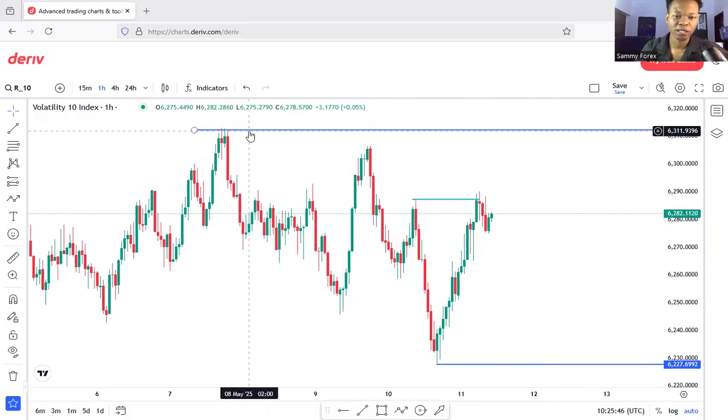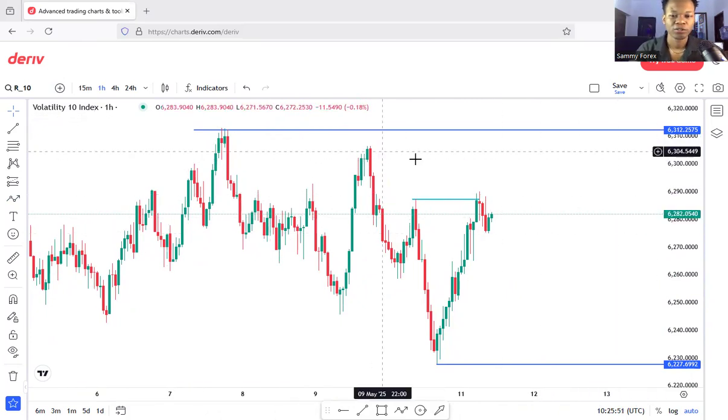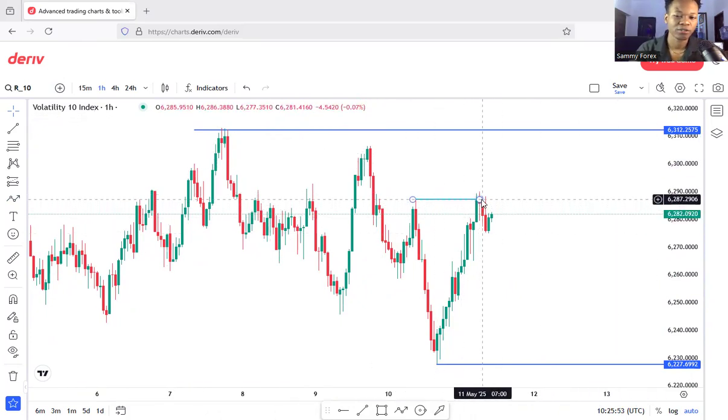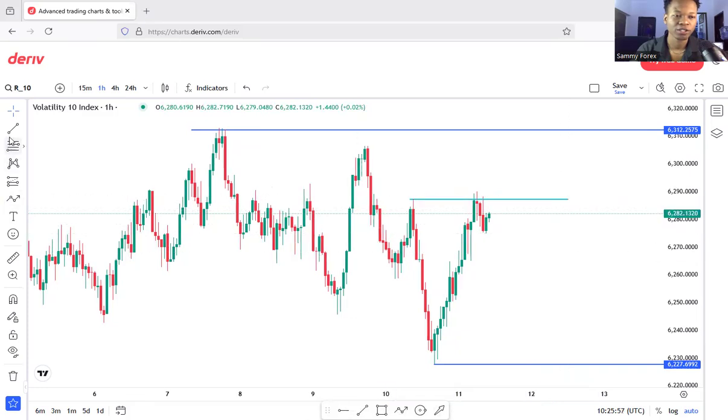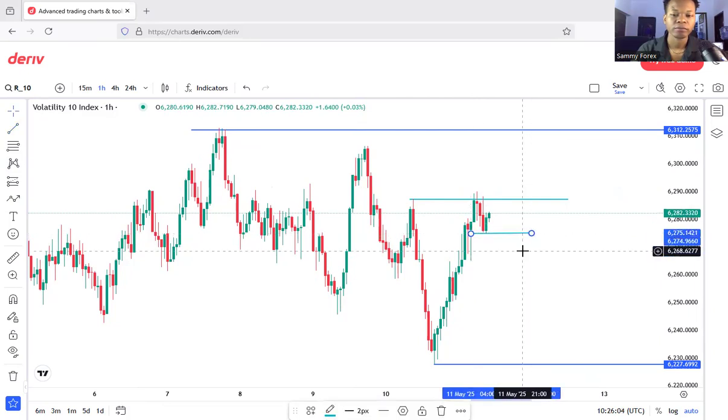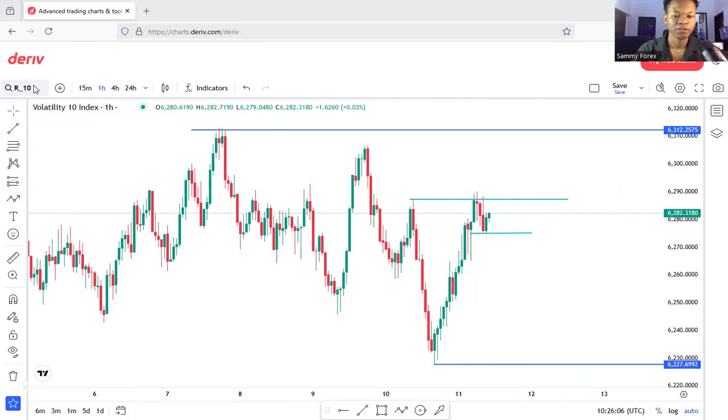If price should break above this high, then you continuously buy. All right, so this is it. Price is actually trying to give us a retracement here. So all you just have to do is pay attention to these lows. If price is able to break out of this low, then you sell with price.